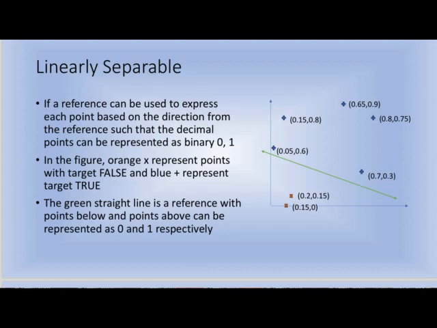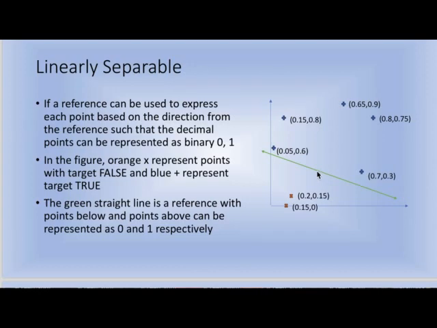So this green line, which is a straight line, can separate the points, whether they belong to class A or not. Now we can decide how to make a decision. So from this picture, we'll make a rule for decision.